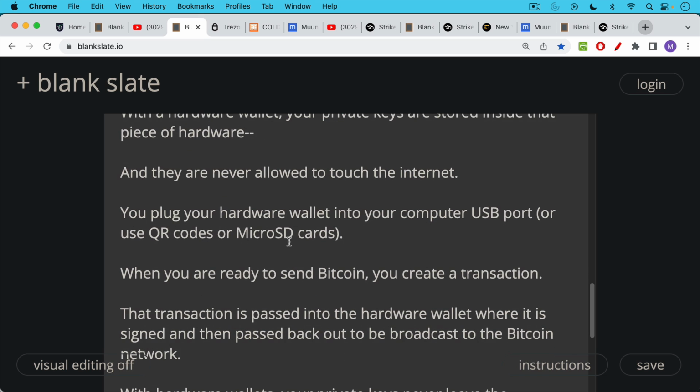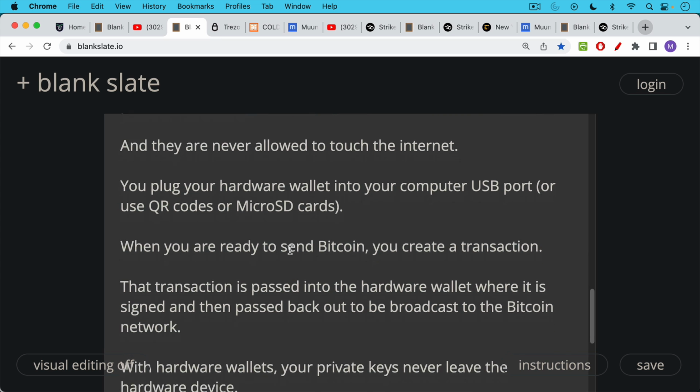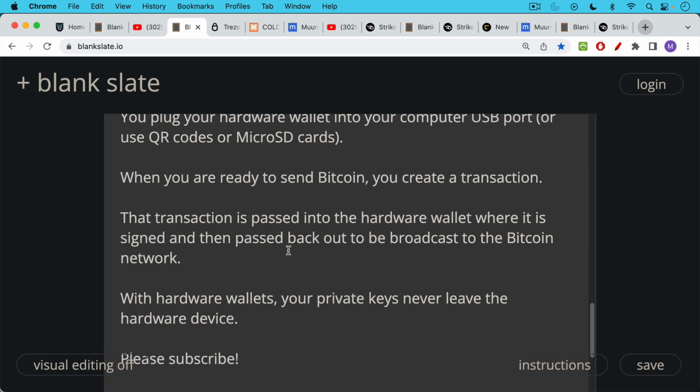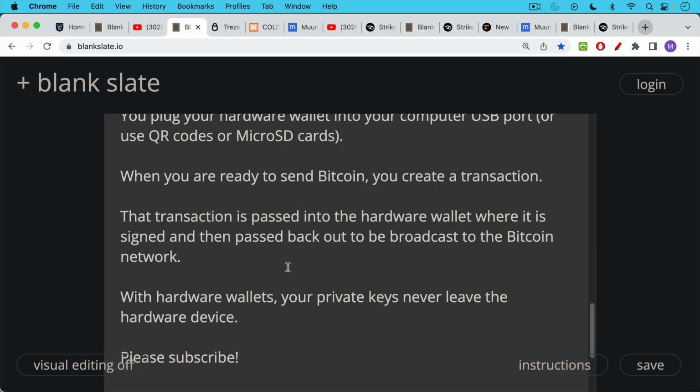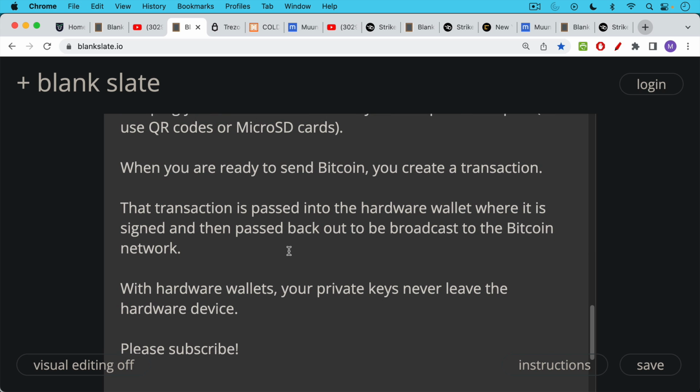When you're ready to send Bitcoin, you create a transaction, and then that transaction is passed into the hardware wallet where it is signed, and then it's passed back out to be broadcast to the Bitcoin network. And so in this way, your keys are never revealed to the internet in the same way that they might be with a hot wallet. With hardware wallets, your private keys never leave the hardware device. So that's the differences between hot wallets and cold wallets, and hardware wallets and software wallets.